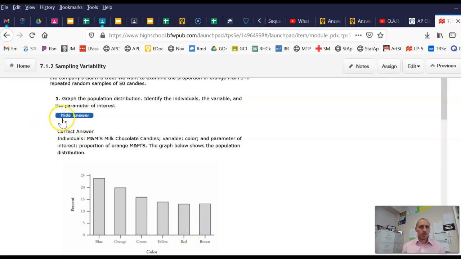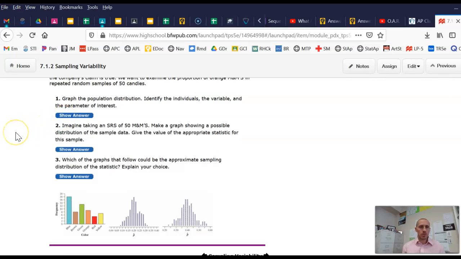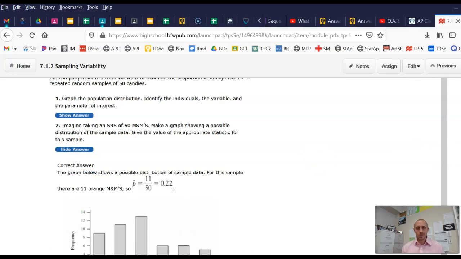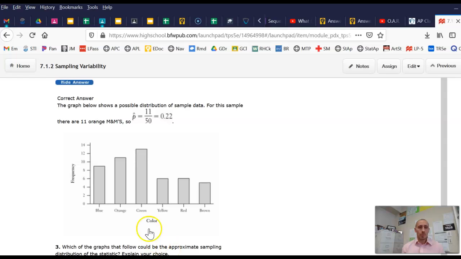Okay. For question 2, imagine taking a simple random sample of 50 M&Ms. Make a graph showing the possible distribution. Possible. So I might get, I don't know, I might get 5 orange M&Ms. 5 out of 50 is 10%. So that would be my sample statistic, that 10%. Okay, this is just a possible one.